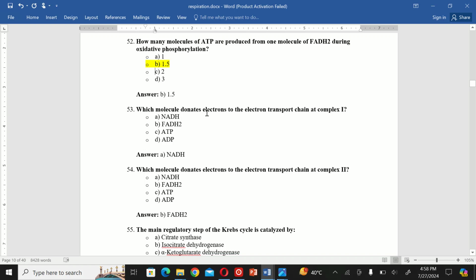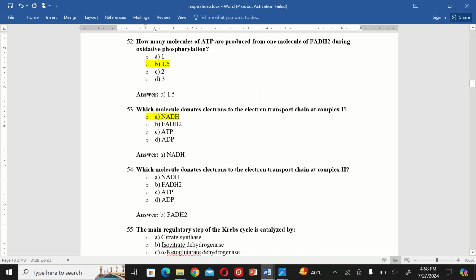Which molecule donates electrons to the electron transport chain at complex 1? A. NADH, B. FADH2, C. ATP, and D. ADP. So the correct option is A, NADH.